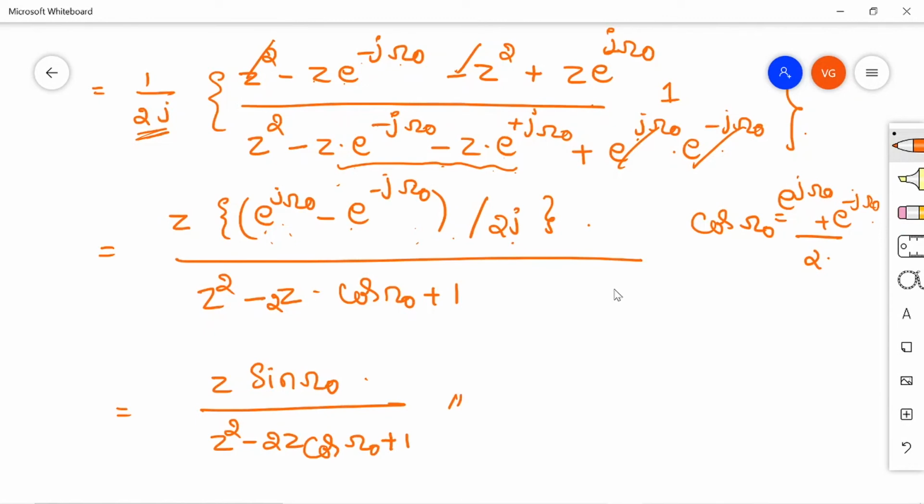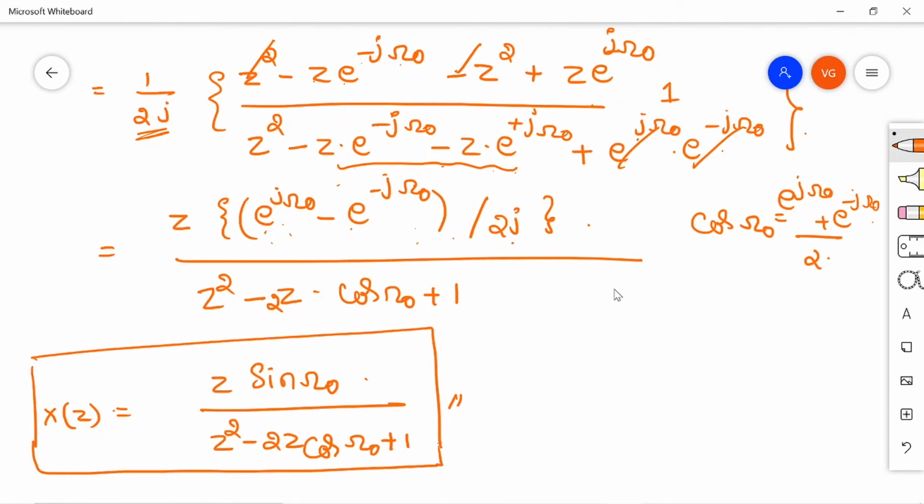So this is the Z transform of your simple sinusoidal signal in the discrete time domain. If you remember these Z transforms of these simple sequences, you can apply them directly to problems without doing all these derivations again. So directly you can use this formula in the problem.